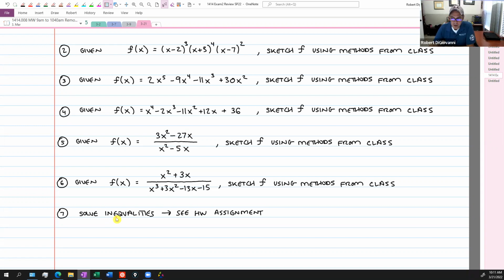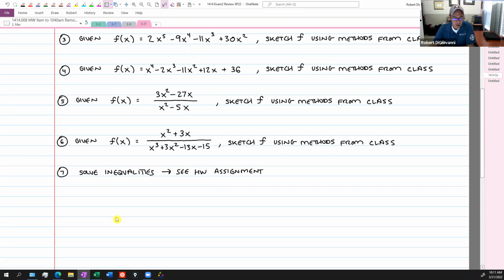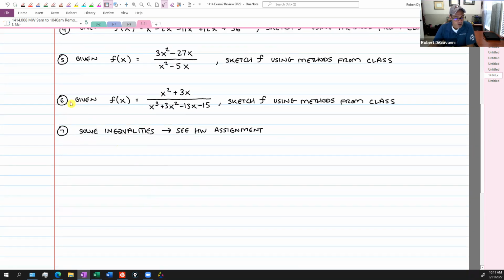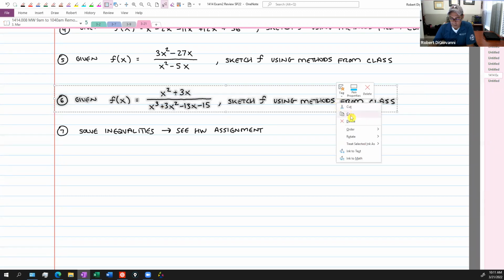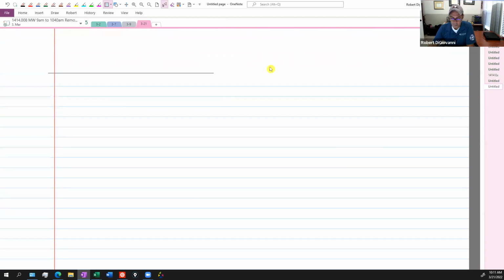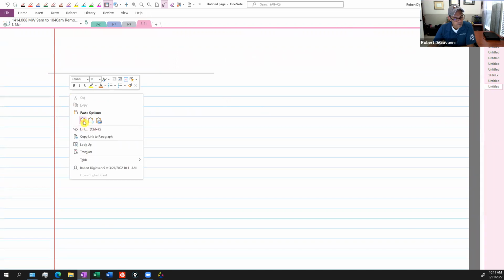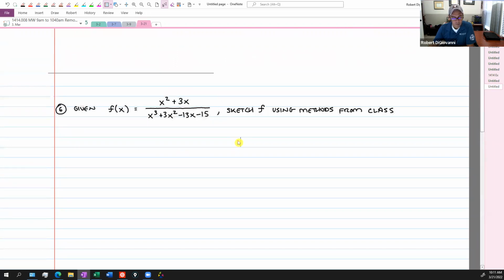So why don't we do this? We've got a good half hour left. Why don't you see if you can do number 6? It should take you a little bit of time. I want you to go through all the steps and see if you can graph this function.